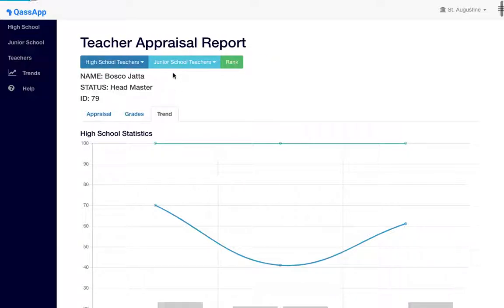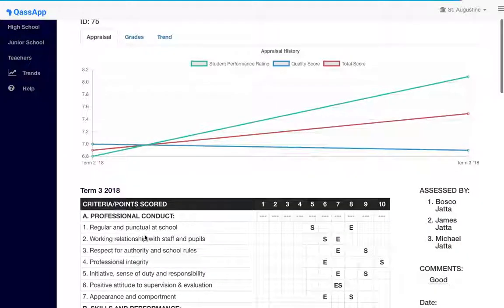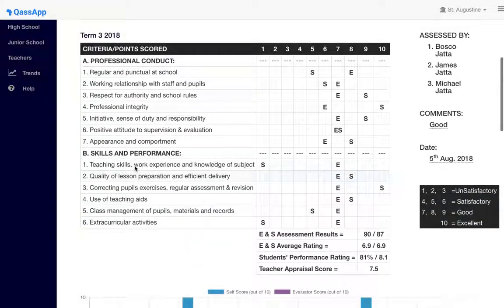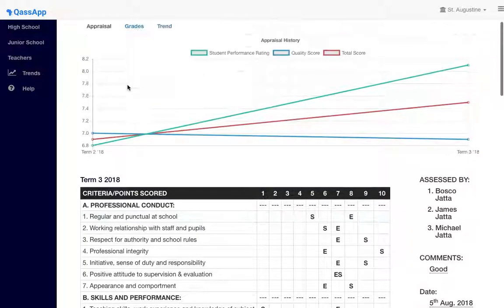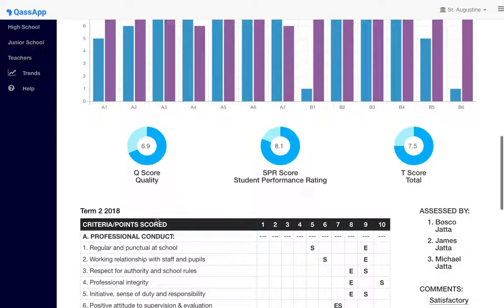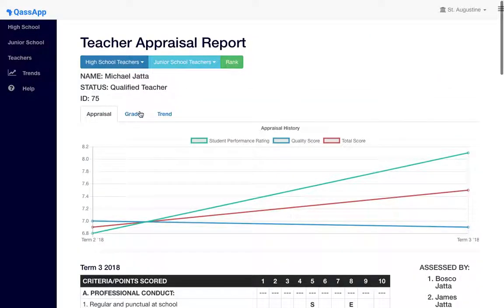Right. This is another teacher. So we have some information. There's a little bit of information. This is a survey chart. And notice one thing: the surveys that are asked for teachers are not the same as the survey that's asked for headmaster, or a deputy headmaster. There's different assessment criteria. So it's pretty much the same format. You get the graph, the Q score, S score, and the T score.